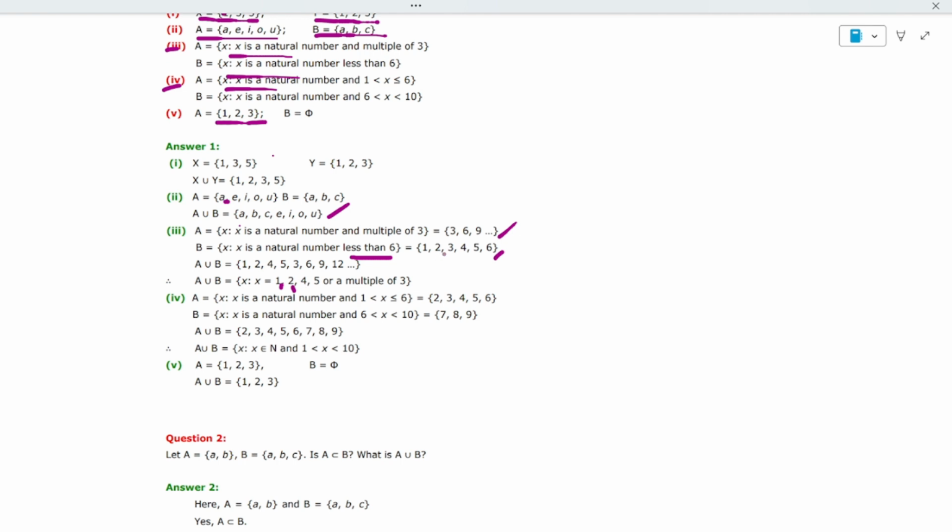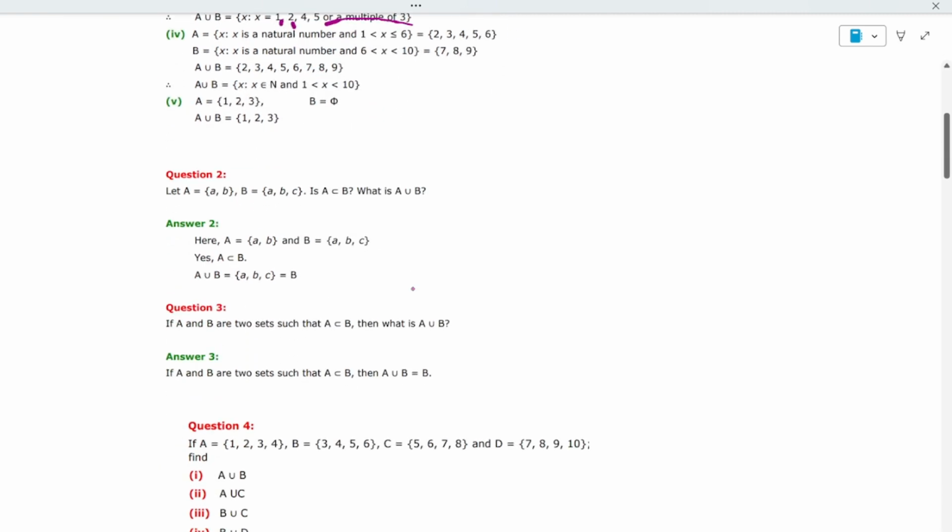Why you won't write 3? Because it is a multiple of 6 and they have not given any condition for it. Now you see, 6 is not written because it is a multiple of 6. Except multiples of 6, write all the sets, even in this which is common, and you mention or multiple of 3.